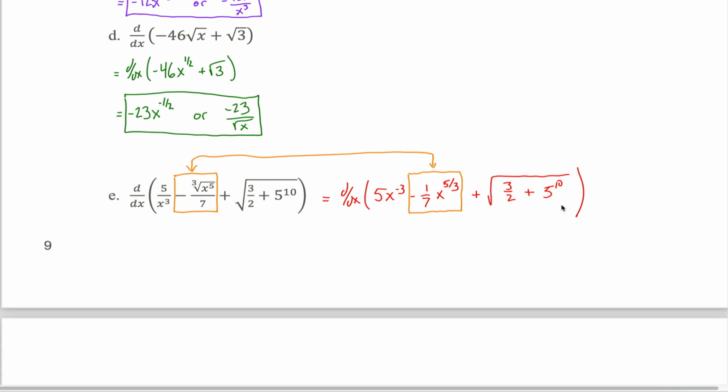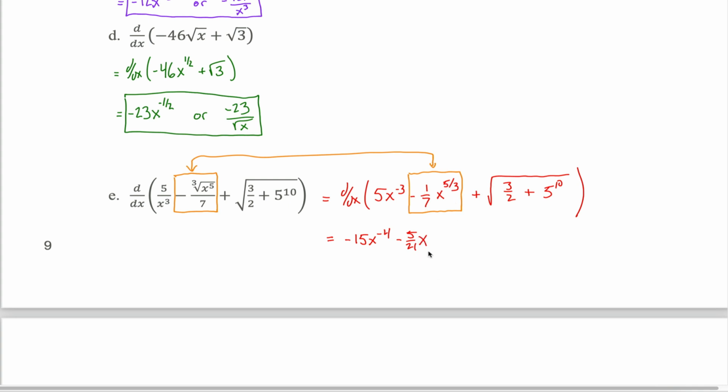I really don't have to go any further. I bet you could finish things up from here, but it's going to take all of 30 seconds to finish this problem, so I might as well finish it. Use the power rule over here, bring the negative 3 down in front. I get negative 15x to the negative 4th power. Be careful, not the negative 2 power. Bring the 5/3 down in front. I get negative 5 over 21. That's the product of negative 1/7 and 5/3.